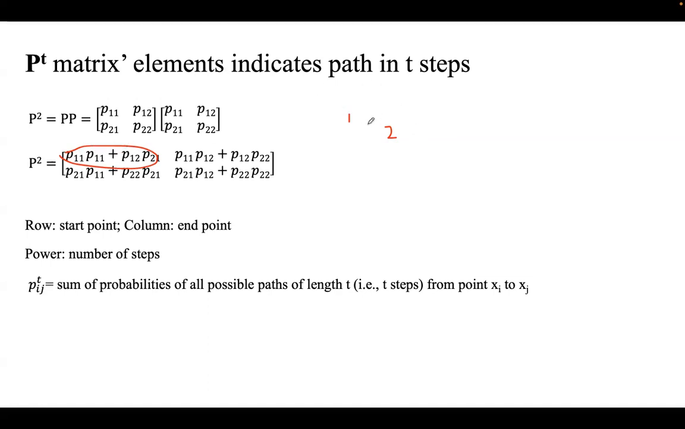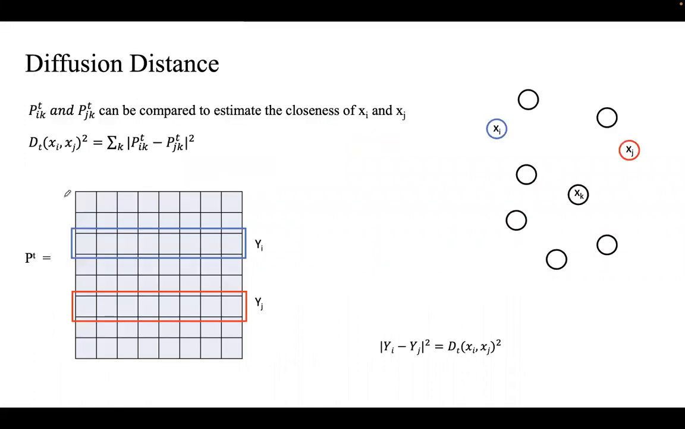You multiply these probabilities along each path and you sum the two, because of the 'or'. So simple rules of probability, multiplication and addition, that we talked about initially. The same is the case with all the other elements. So the matrix P to the power T gives you the sum of probabilities of all possible paths of length T, taking T steps to go from point I to point J, the ith row and jth column.